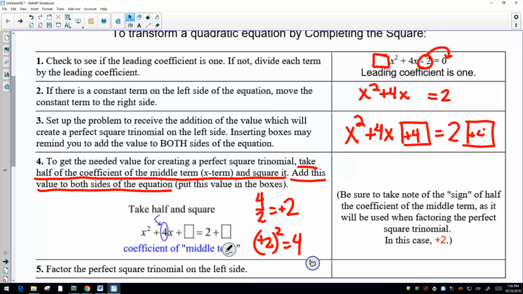And again, I want to be careful with my signs. If it was negative, I'd have to take into account that negative sign. Okay, so right now I have something that looks like x squared plus 4x plus 4, and on this side I have 2 plus 4. So notice that we've balanced the equation.